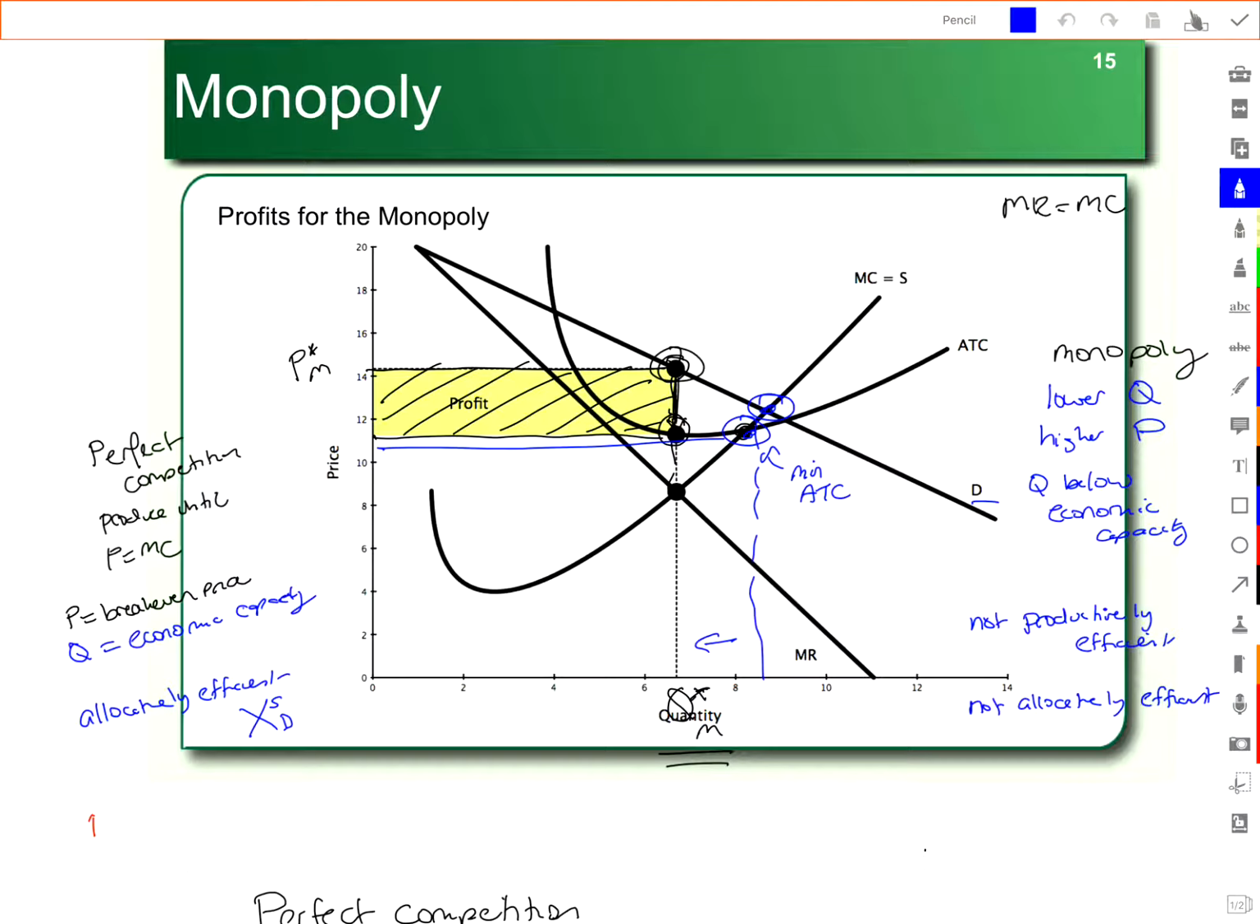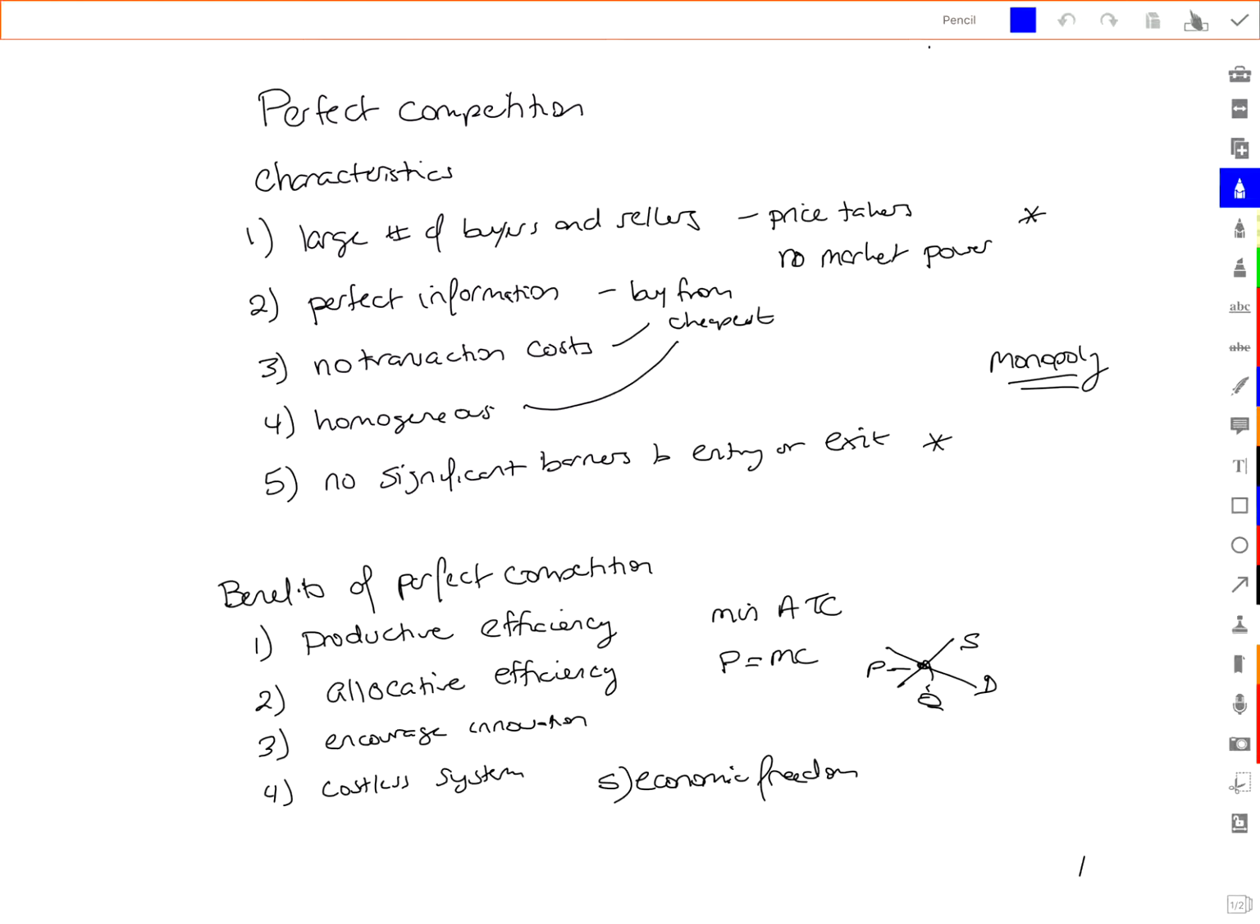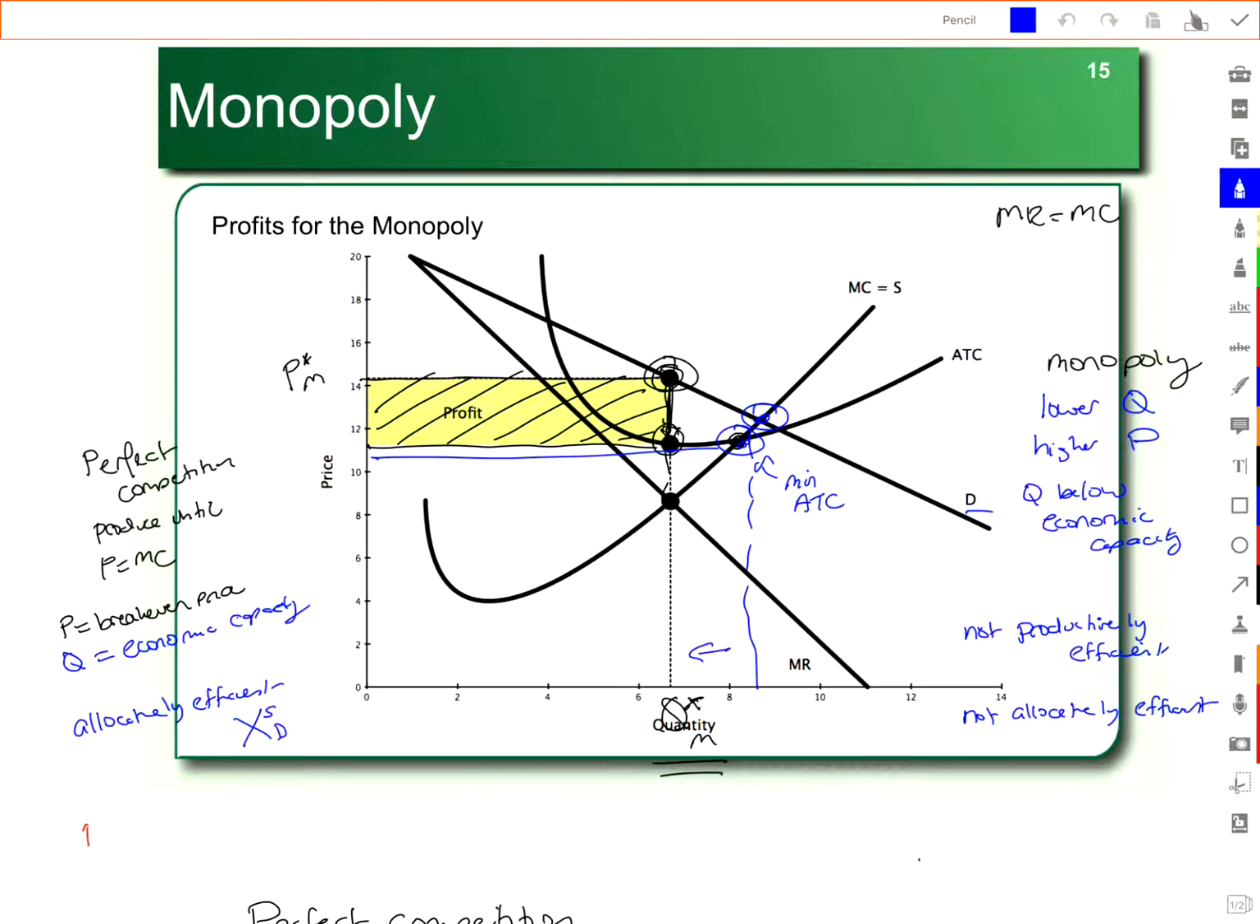All right, perfectly competitive markets. If we go back, perfectly competitive markets, right? They were productively efficient. They were allocatively efficient. We've just found that monopolies are not either. We know monopolies have barriers to entry, and monopolies have market power. We know that monopolies intentionally produce less so they can charge more. When we looked at the perfectly competitive market, in the long run, we were at the break-even price, the economic capacity, and we had no economic profit.